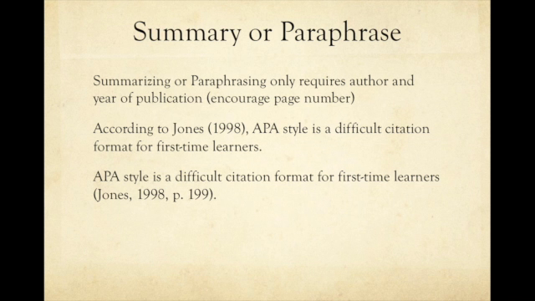If you're summarizing or paraphrasing, it only requires the author and year of publication. So, for example, according to Jones, 1998, APA style is a difficult citation format for first-time learners. There is no quotation, therefore you don't need a page number. You can put in a page number if you would like. For the second example, APA style is a difficult citation format for the first-time learners, Jones 1998, page 199, but it is not necessary.